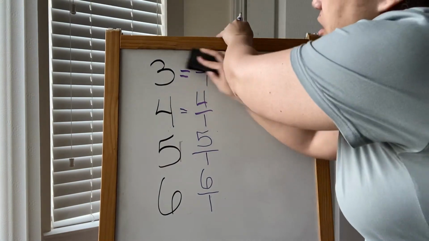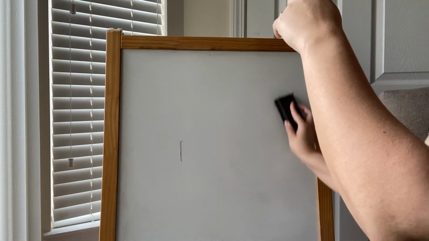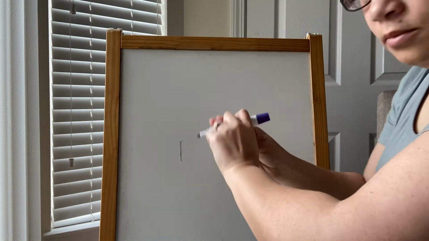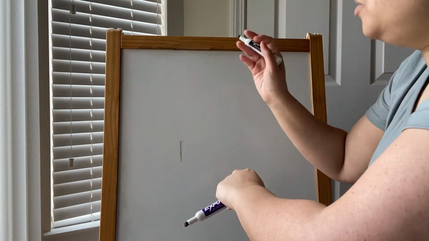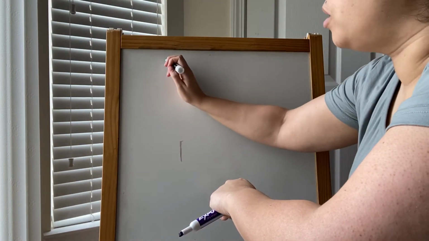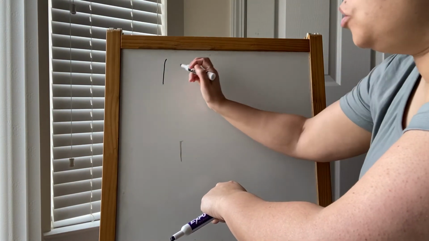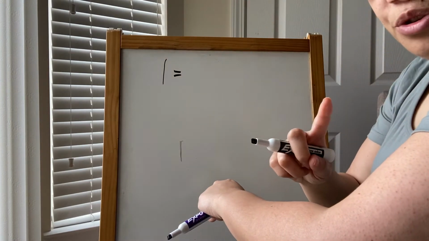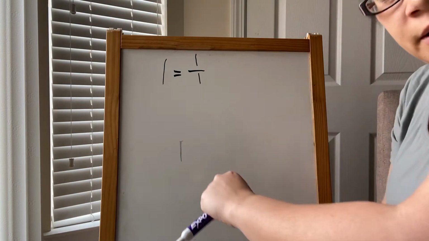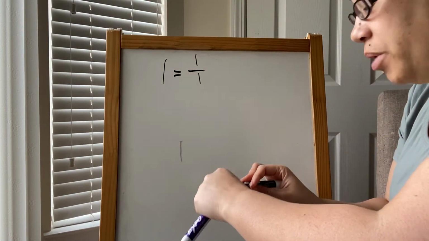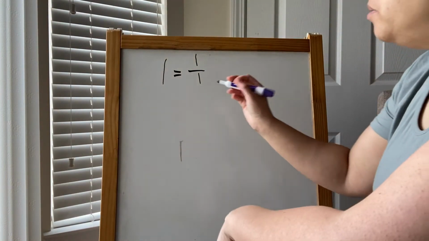Let's also take a look. Let me get my black marker. We're going to take a look at representing the number 1 as a fraction. And we've done this as well. Okay, so we know, just from what I showed you, that the whole number 1 would be 1 over 1 as a fraction. But let's look at another way that we can represent number 1.